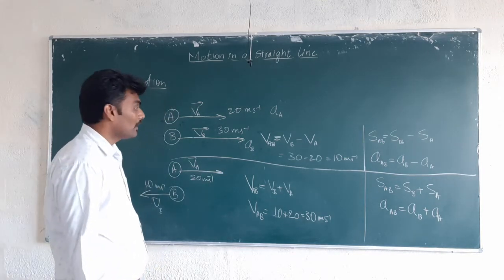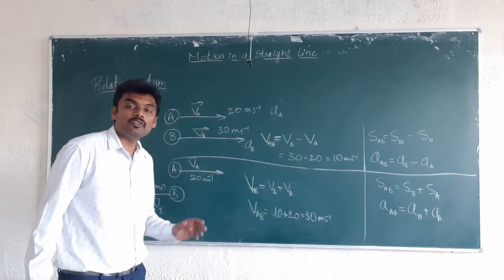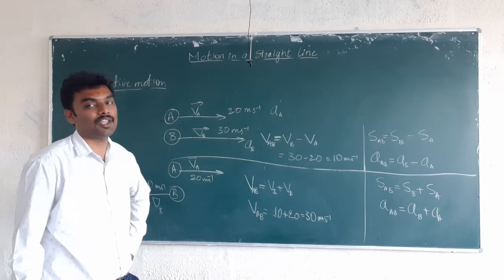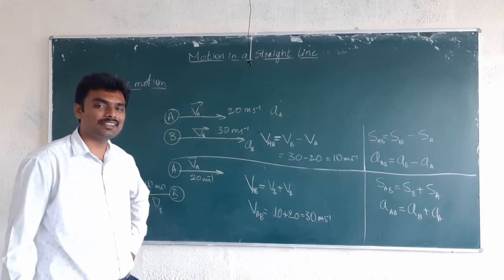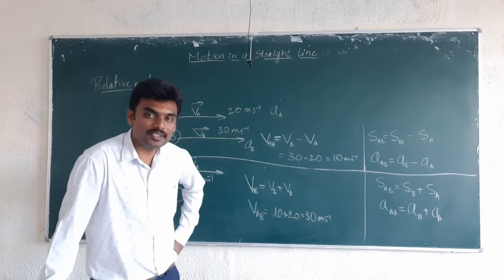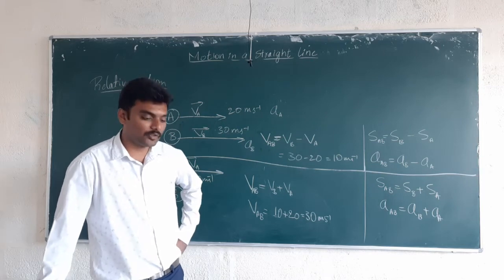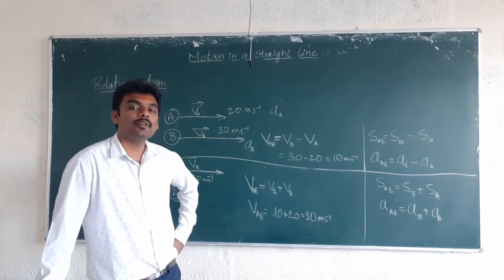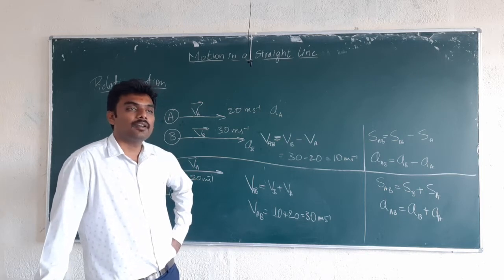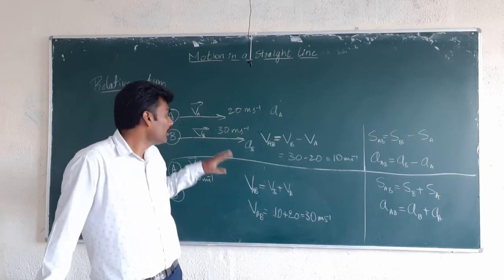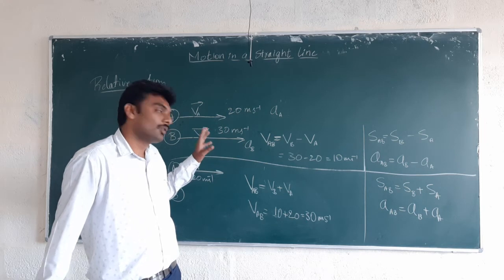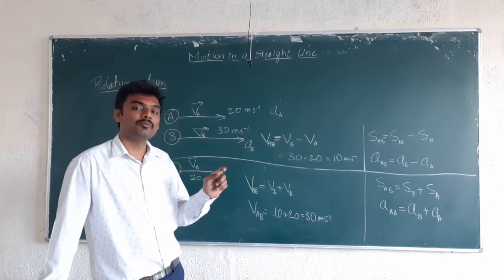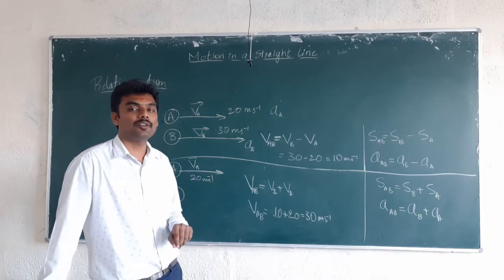Now, similar to how we write equations of motion for a single body. How many equations of motion? 5. Which are the basic three? V is equal to U plus AT, S is equal to UT plus half AT square, and V square minus U square is equal to 2AS. Those equations of motion are written for a single body moving in a straight line.